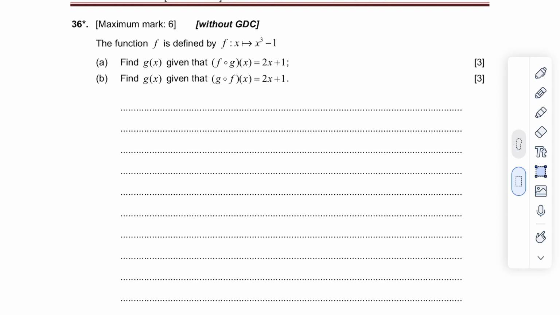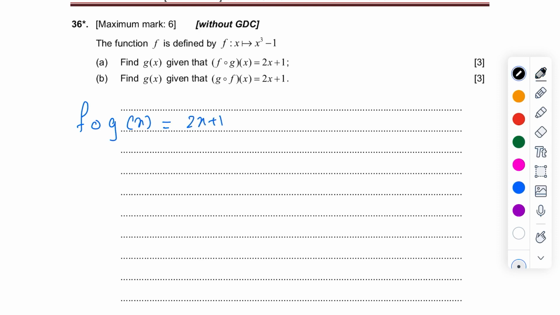Coming to question number 36. It has been given f circle g of x equals 2x plus 1. So f of g of x equals 2x plus 1. So g of x equals nothing but f inverse of 2x plus 1. So I should find f inverse, and then find f inverse of 2x plus 1.